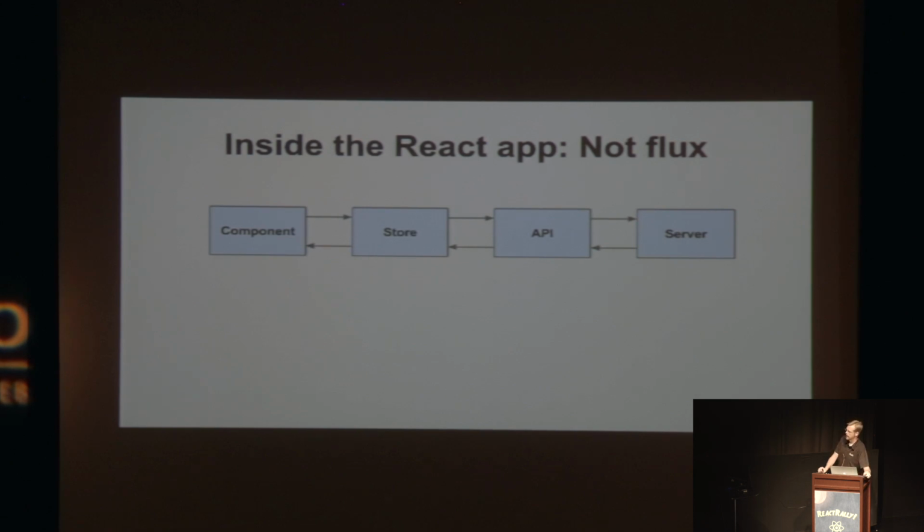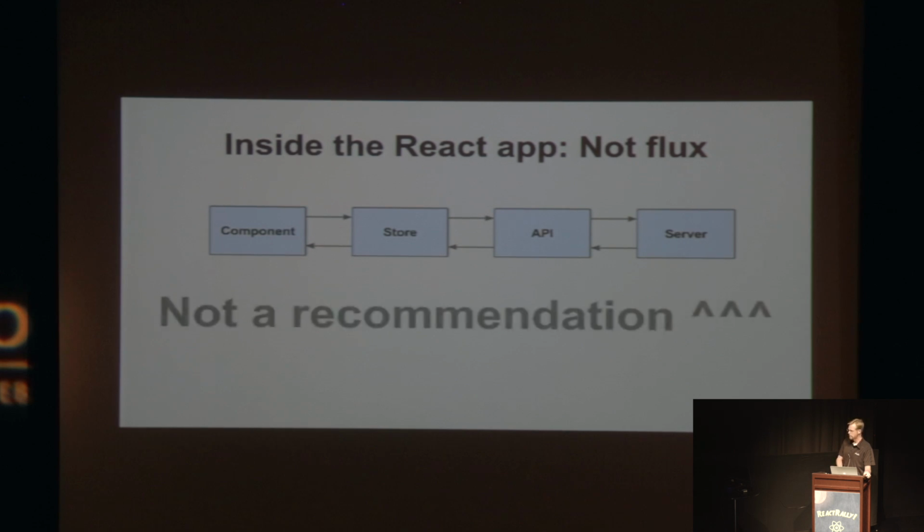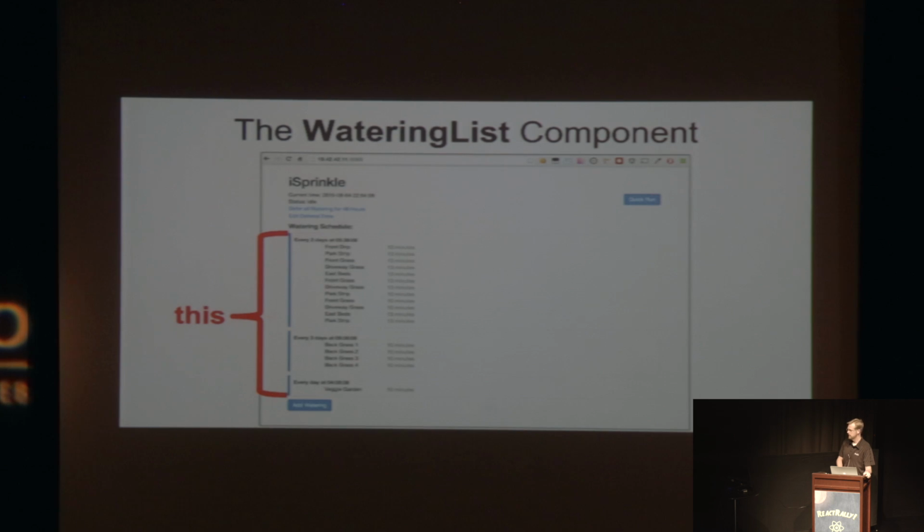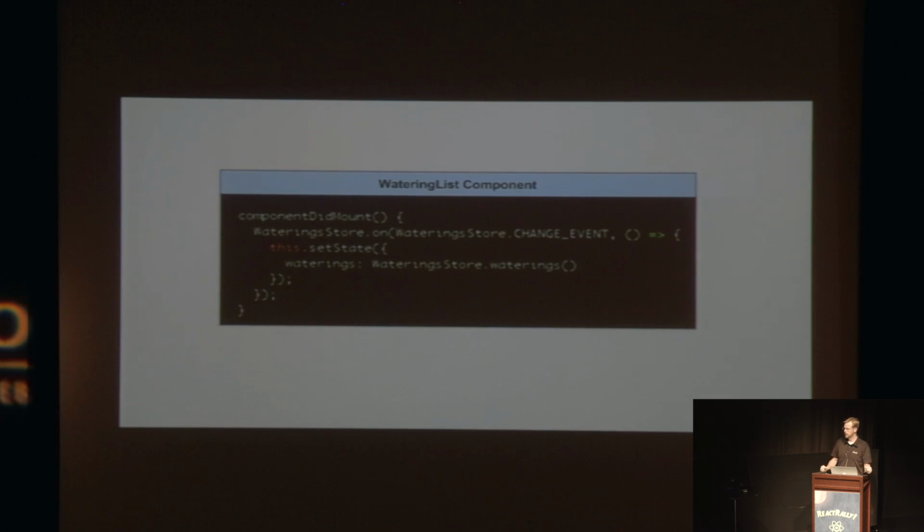Here's what my app looked like. If I take that slide and kind of simplify it and flatten it out, this is what you get. I'm not recommending this, but it's what I did. So first of all, I want to break down what the app looks like. We have a watering list component, which I showed you earlier. It's that thing in red. There are 3 waterings in this watering list. Here's how it looks. When the component mounts, it hooks up an event to the watering store. Anytime it changes, it sets the state to the waterings.